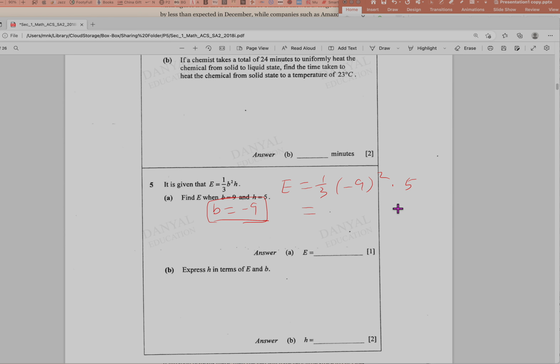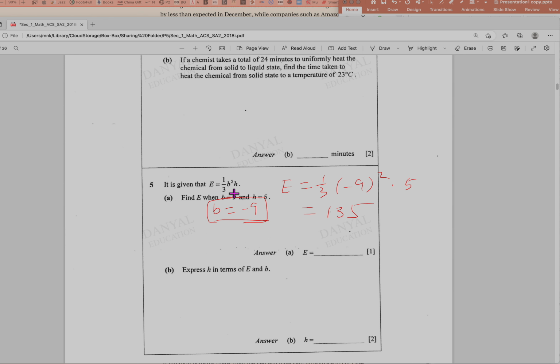So you just punch in the calculator and what do you get? 9981 divided by 3. Yeah. 13, okay, 135. Very good. So next, what if express h in terms of e and b?